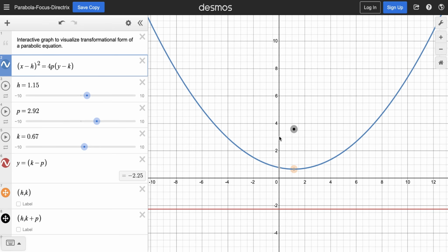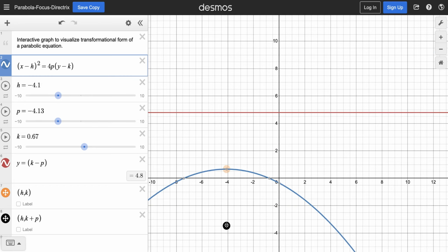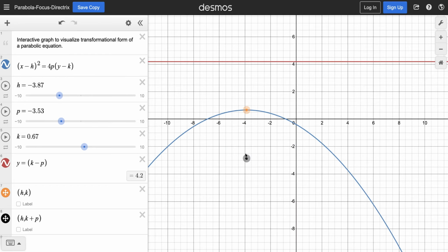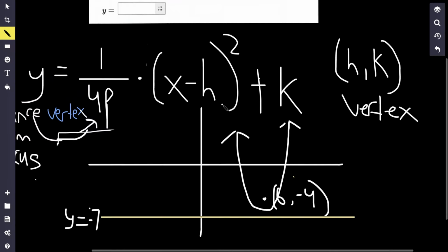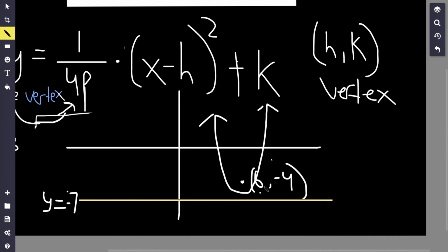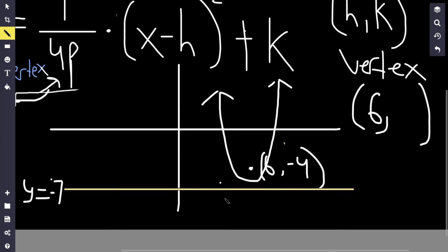Another thing you notice is that my focus and my vertex always have the same x value, no matter where I go, right? Even if the parabola is facing downwards. My focus and my vertex always have the same x value. It's only the y value that's different. So if I go back, if I know the x value of where my focus is, which is 6, that means that my vertex also has to have x value of 6, right? And now the only thing we have to deal with is what our y value is.